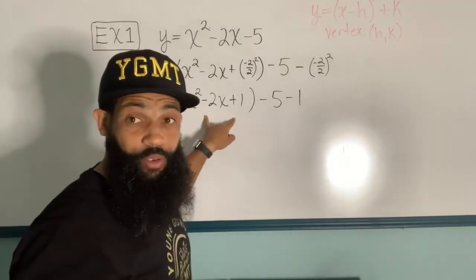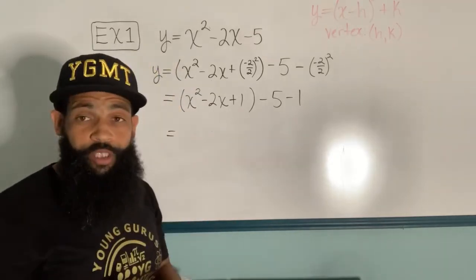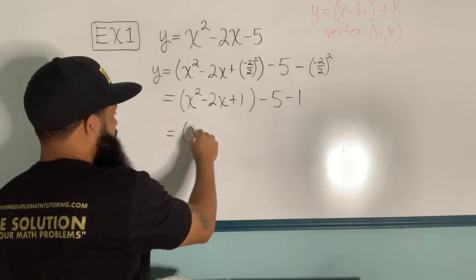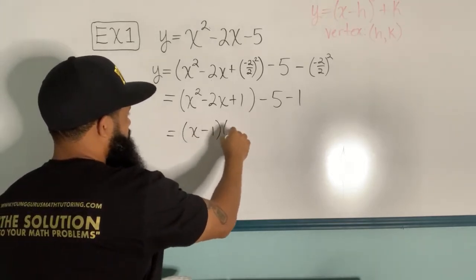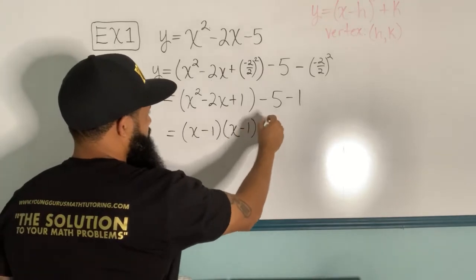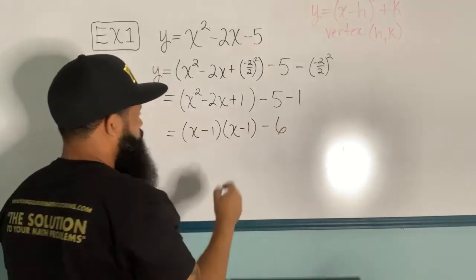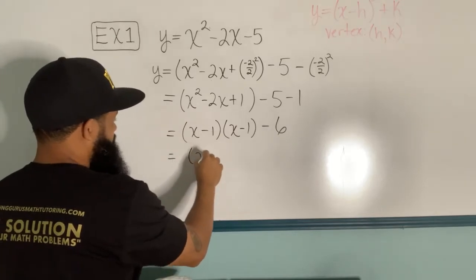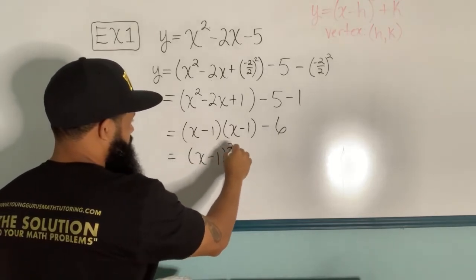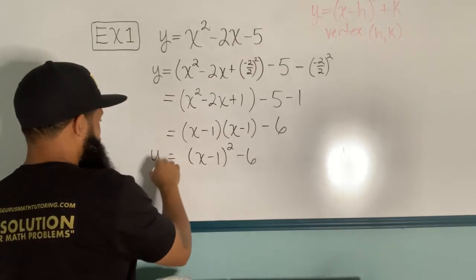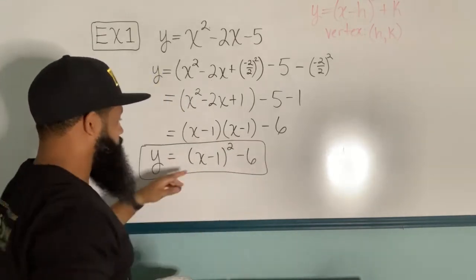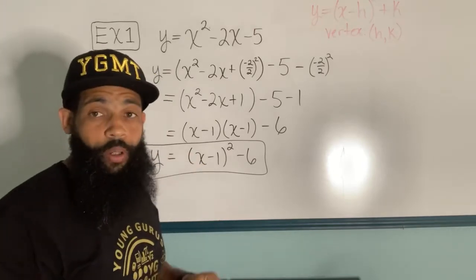So I need to factor this part. This is what we call a perfect square trinomial. So if I factor it, it's actually going to be x minus 1 times x minus 1, and then minus 6. Well, we can rewrite this as x minus 1 squared, and then minus 6. I bring down my y, and this is the vertex form: y equals x minus 1 squared minus 6.